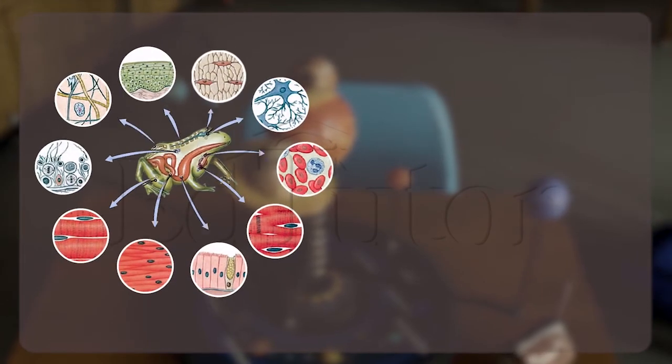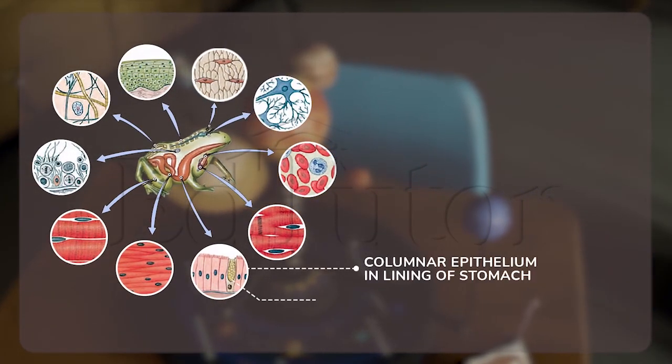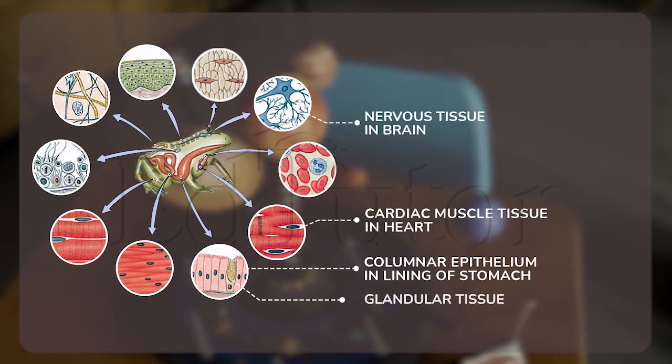So, this organism has organs and organ systems. It contains multiple types of tissues, including epithelial tissues, glandular tissue, nervous tissue, even its own muscular tissue.